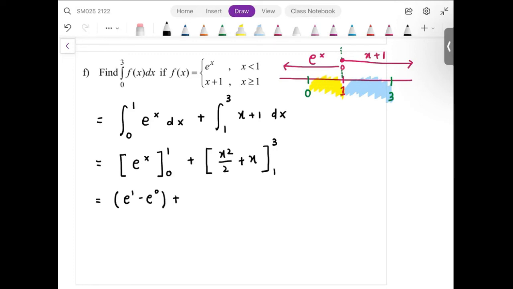Plus with, for the second function, first we have to substitute the upper limit. So, we would get 9 over 2 plus 3. Minus with, next part, substitute lower limit. So, half plus 1. And then last step, simplify everything up. If we have exponent, leave it as it is. So finally, our answer would be e plus 5. Okay, so that's all for definite integral.